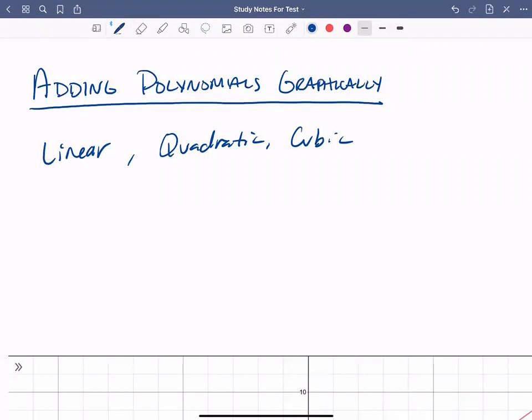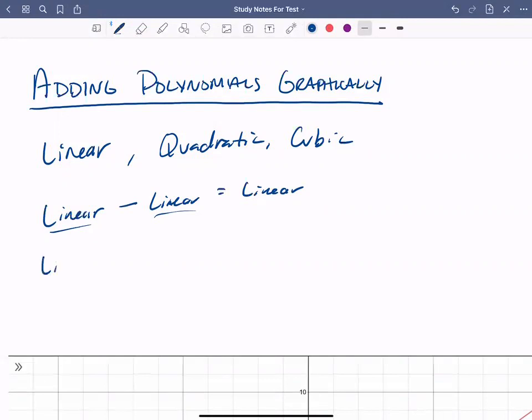Now, when we add, and I also say subtract polynomials graphically, what we have to know is what type of function we are actually going to be getting and achieving for our answer. Anytime you add or subtract graphically, you have to understand that we will get back the highest power of polynomial that we had in our original problem. Meaning, if we take a linear and we add it to a linear, we will get a linear because our highest power that we had was linear. If we subtract it, we get the same thing. It doesn't matter.